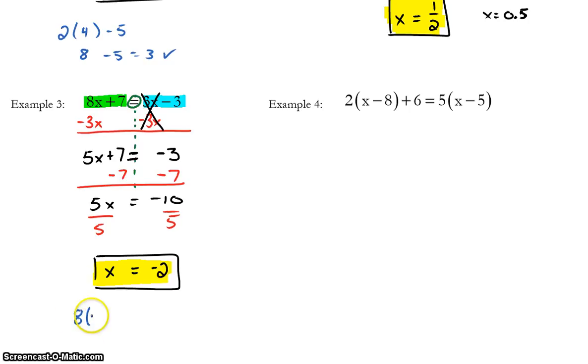I could plug this in for my x to check my answer. I'd have 8 times negative 2 plus 7. And really, I plug it into the second one as well. 3 times negative 2 minus 3. Negative 16 plus 7 is negative 9. Negative 6 minus 3 is negative 9. Those are equal, so I know this is correct.